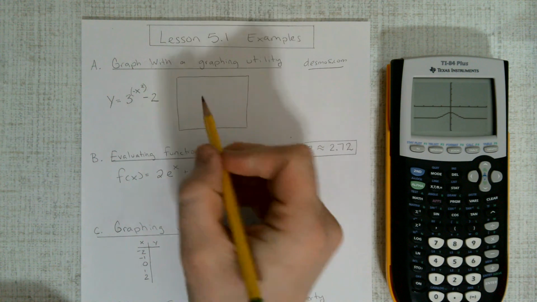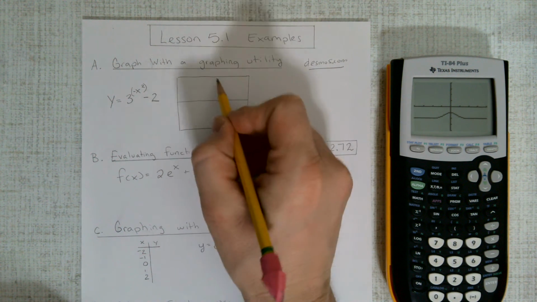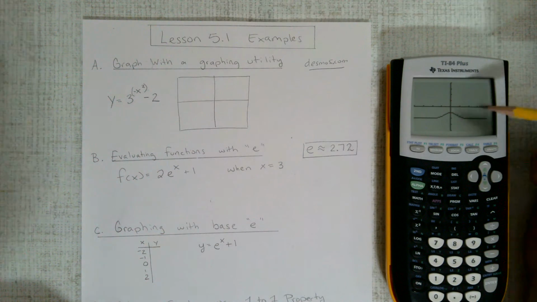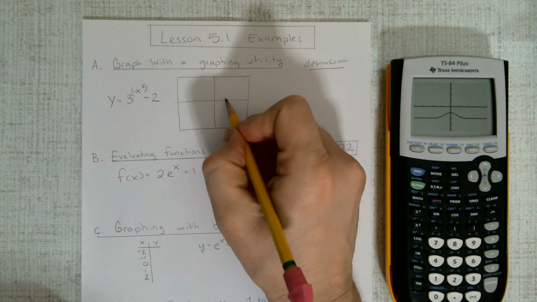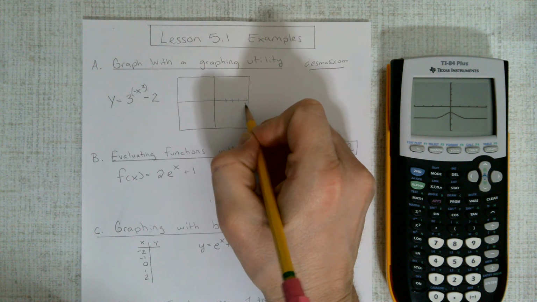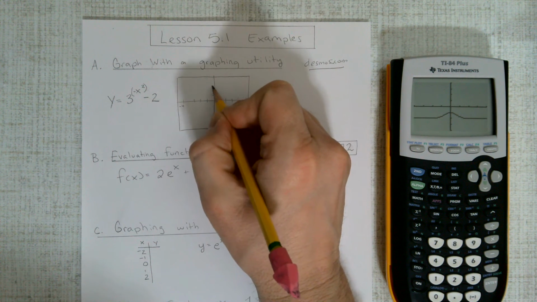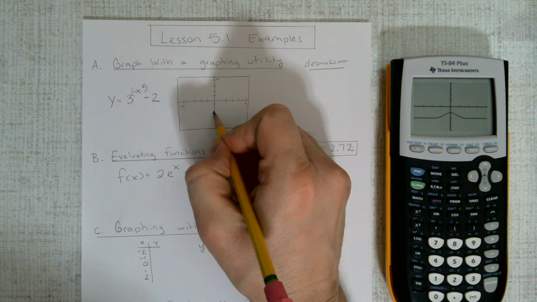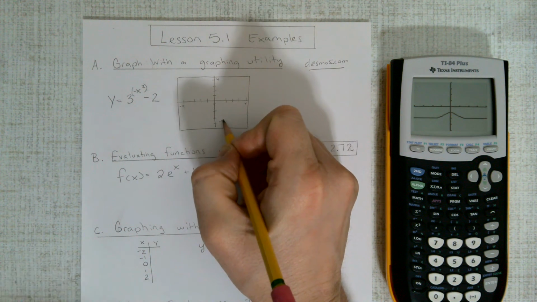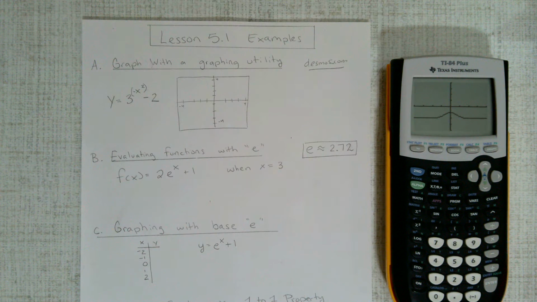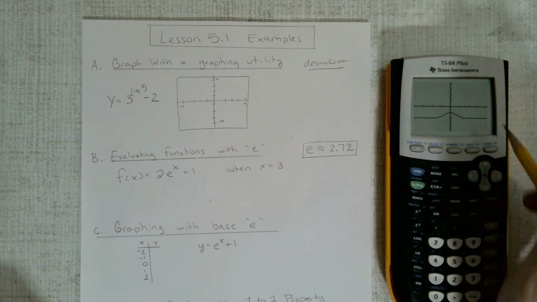So I have my axis right here. And what you'll notice is I counted it to 4. 1, 2, 3, 4 on each side. You can count it however you want to. It doesn't have to be to 4s, but just get something that shows the graph.